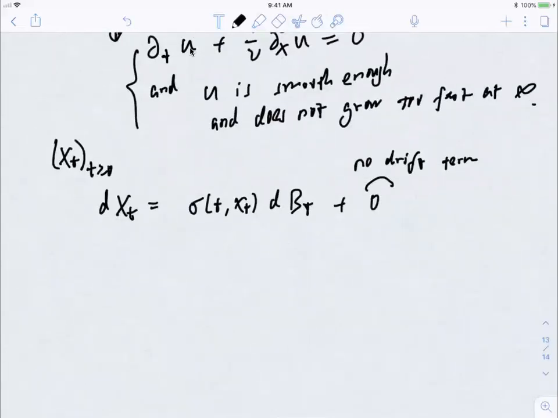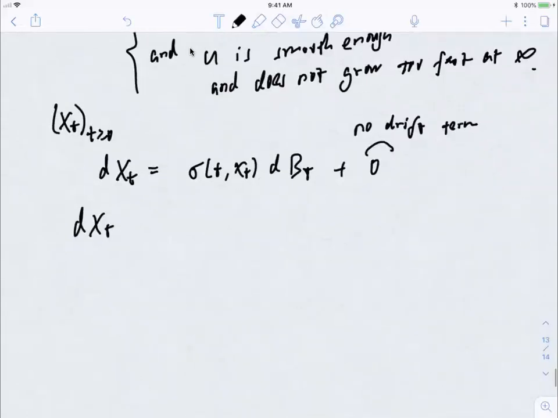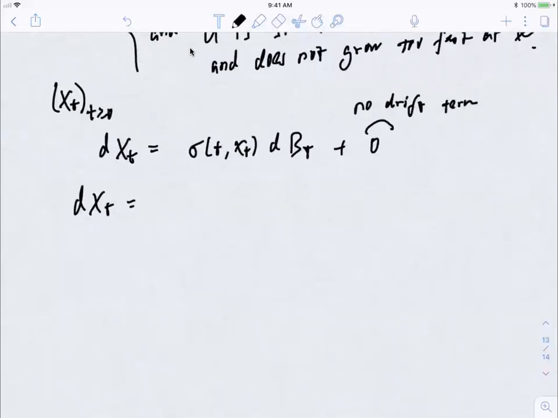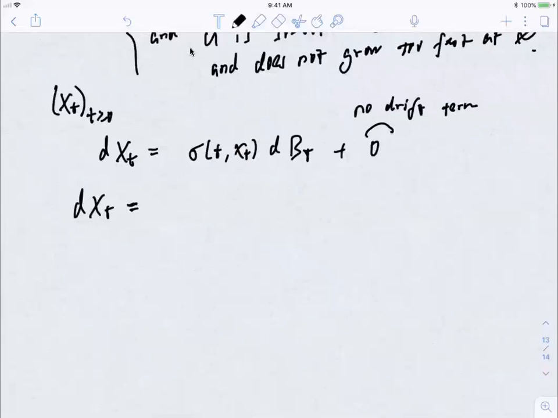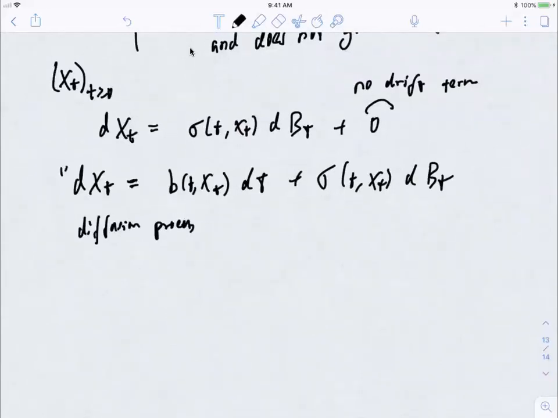Okay, in general, let's back up one step. Let's write a general family of diffusion. You probably saw that before, if you already do some research. So let's write a diffusion process: dX_t = b(t, X_t) dt + σ(t, X_t) dB_t. This is a general form of an SDE.